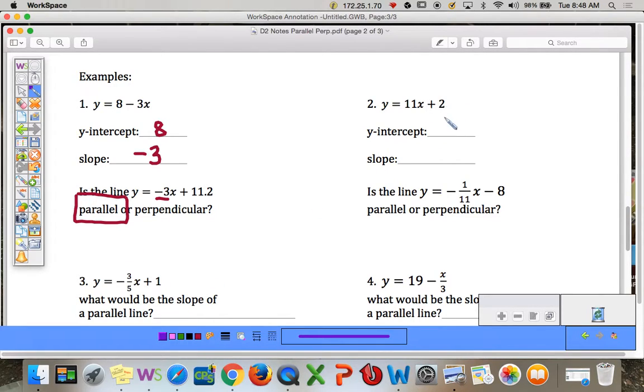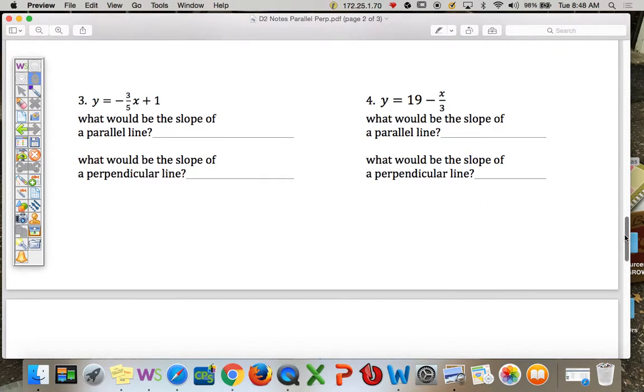Let's try the next one. The y-intercept, the number by itself, is 2. The slope is 11. Is the line y equals negative 1/11? Here's the slope. Parallel or perpendicular? This would be perpendicular. One's positive, one's negative, and one is flipped. 11/1, 1/11. Let's try the next one.